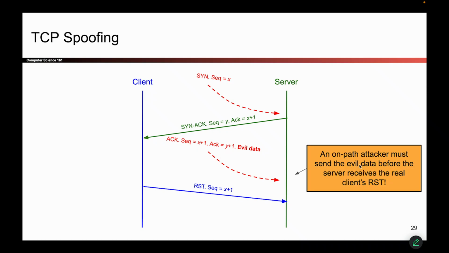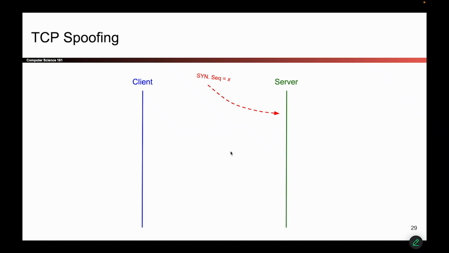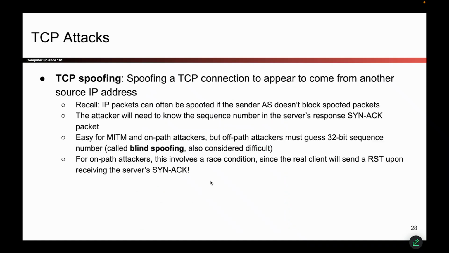So that's TCP spoofing. If you're a man in the middle, easy. If you're on path, you have to win that race condition. And if you're off path, you also have to guess this value. And here was everything I said in text. Sometimes people call the off-path version blind spoofing, where blind means you can't see the packets that are being sent.